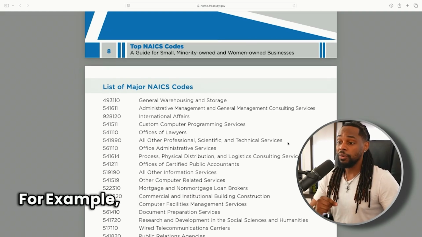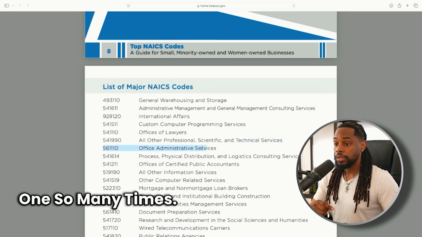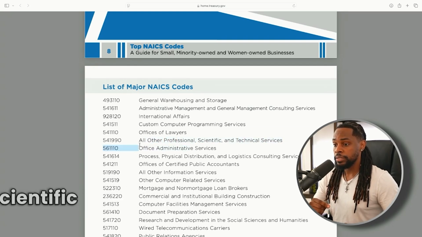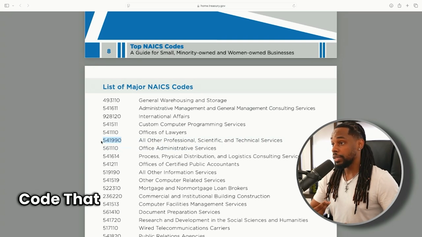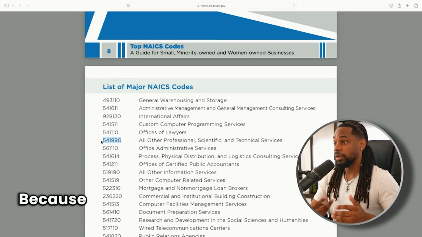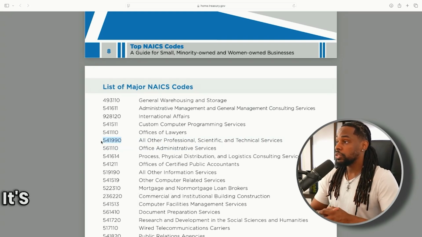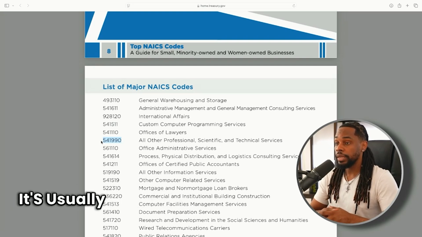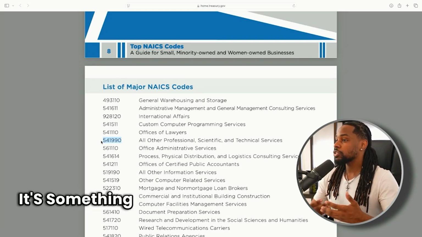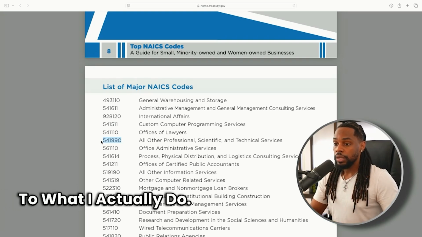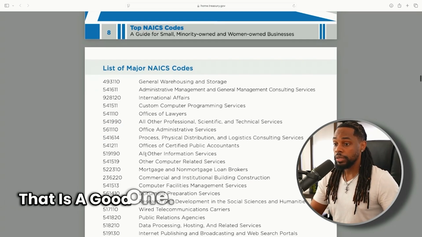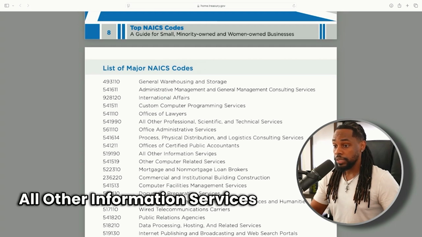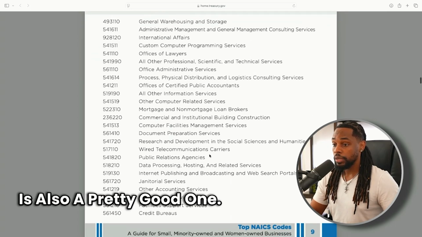but as a rule of thumb, I pick the ones that I see on multiple lists. For example, I see this one so many times: all other professional, scientific, and technological services. I think this is the NAICS code that I use personally the most because whenever I start a new business, it's usually in media, it's usually in internet publishing. It's something that's related to what I actually do. So a lot of times I use this one, 541990. That is a good one. All other information services is also a pretty good one.